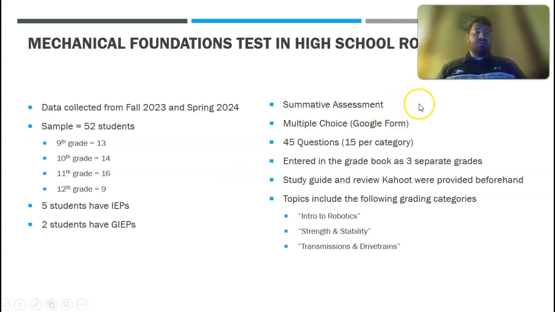It was a summative assessment on our first 3 sections that we focus on in our course. It was a multiple choice Google Form test. We initially chose Google Form for this because we would be able to get data out of there pretty smoothly. We actually break the test down into 3 different grades of 15 each, and we throw them in the specific category in the grade book.